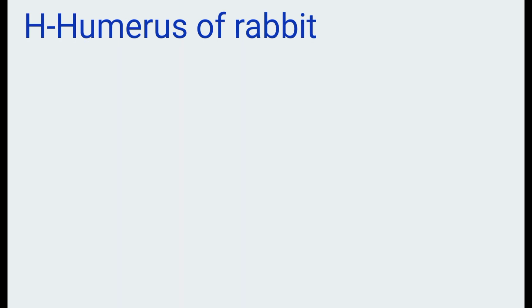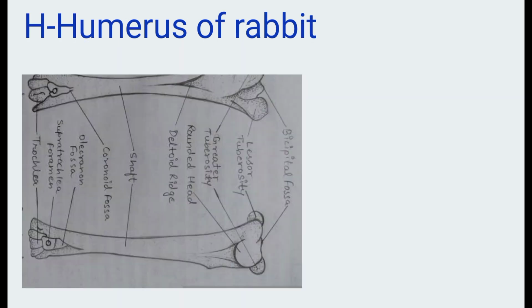Let's move to specimen H, humerus of a rabbit. The humerus is the long bone of the upper arm in rabbits, connecting the shoulder joint to the elbow joint. Its main structure includes the proximal end, head, greater tubercle, and lesser tubercle, which form the shoulder joint. Shaft, diaphysis, long cylindrical portion of the bone. Distal end, condyles, capitulum and trochlea that articulate with the radius and ulna bones of the forearm. The humerus provides attachment points for muscles, ligaments, and tendons, enabling movement and support of the rabbit's front limb.